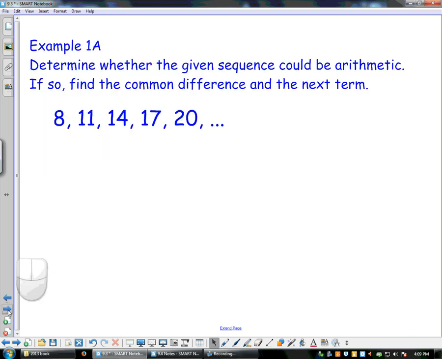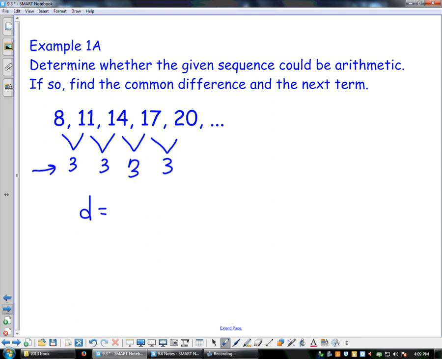Let's take a look at example 1a. Determine whether the given sequence could be arithmetic. If so, find the common difference and the next term. The difference between 11 and 8 is 3. The difference between 14 and 11 is 3. The difference between 17 and 14 is 3. And between 20 and 17 is also 3. So yes, it is an arithmetic sequence because it's the same difference each time. And the common difference, which we're going to call d, is equal to 3.